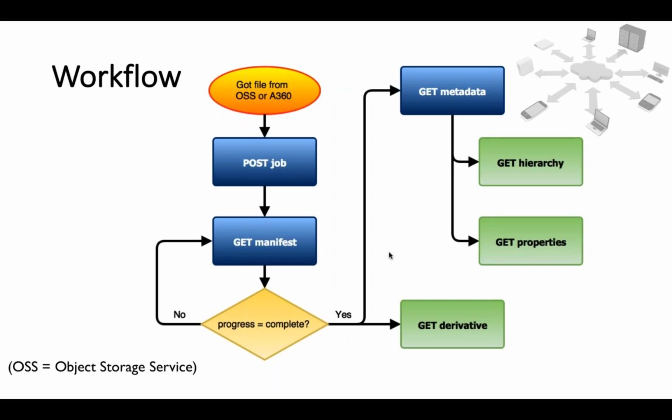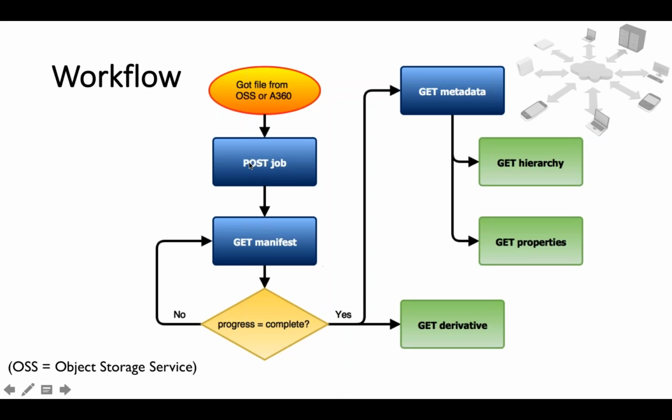The manifest is a JSON payload that contains a description of what formats are available on the model derivative, what derivatives are available for this specific file. At the moment, as we can see here, we don't yet have a webhook or a push notification mechanism, but this is definitely coming in the near future.